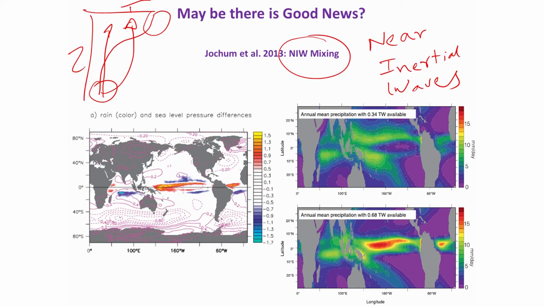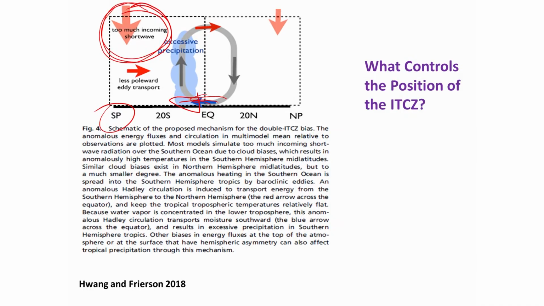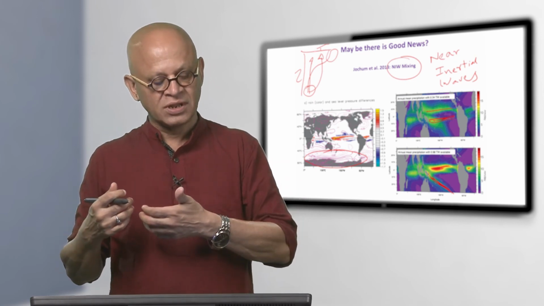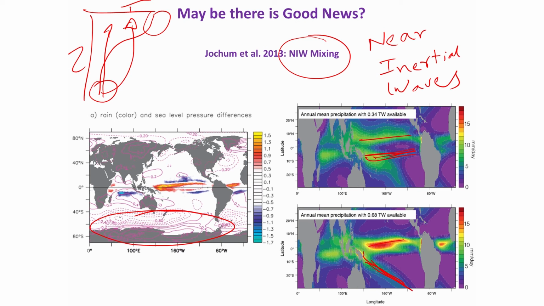What is the short message? This model, which had a double ITCZ, improved its near inertial wave mixing, and you can see that now suddenly this became very realistic, and it shows that they also improved things in the southern ocean. So, the earlier hypothesis was saying that maybe something is wrong in the southern hemisphere, hence the ITCZ is wrong. This one is saying that ocean mixing was wrong, and fixing it improved the transport by the ocean. That improves the southern hemisphere, and that improves the intertropical convergence zone, or the ITCZ.